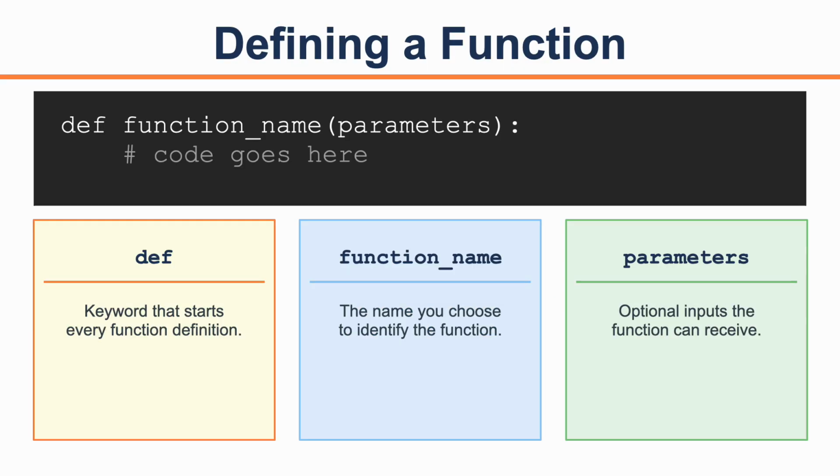To create a function, you use the def keyword. After def, you write the function name. After the name, you add parentheses. Inside the parentheses, you can list parameters. These are values the function can receive. You end the line with a colon. Everything indented below that line is the function body.